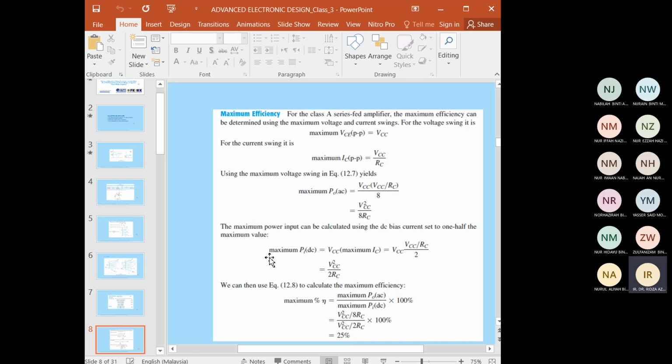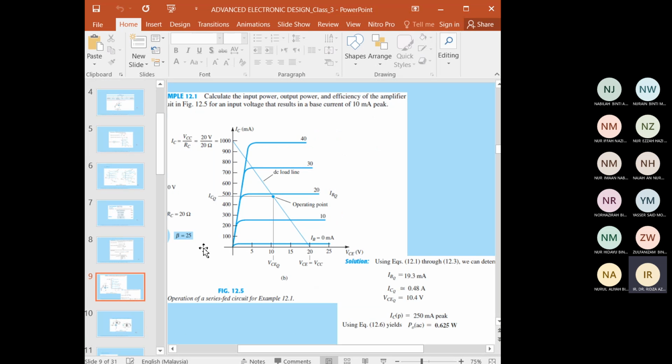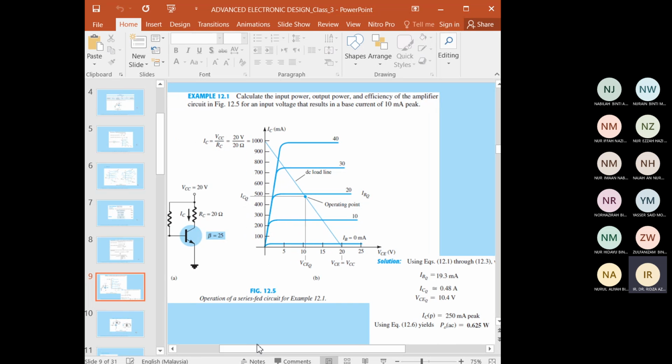Okay. We can also calculate the maximum P output and the maximum P input. The P output is in terms of AC, while the P input is DC. The maximum P output AC can be calculated as VCC squared divided by 8 RC, while P input DC is VCC squared divided by 2 multiplied by RC. From that we get the maximum efficiency in percentage, which is the maximum P output AC divided by P input DC multiplied by 100%. I hope you have tried the calculation in this exercise.